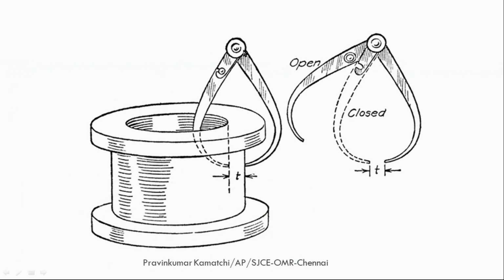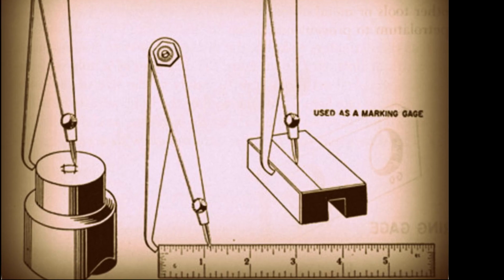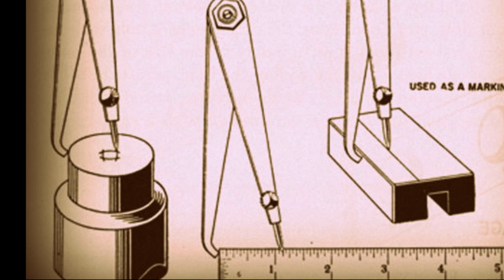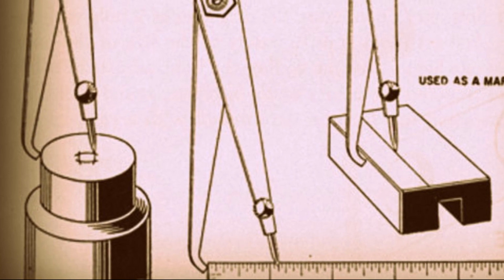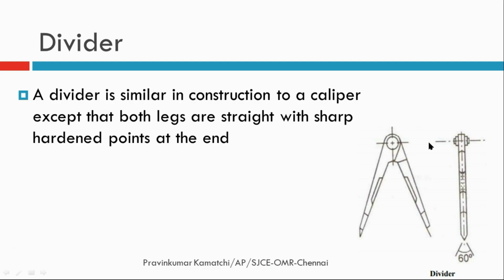The transfer calipers are used for measuring the recessed areas from which the legs of the calipers cannot be removed directly but must be collapsed after the dimensions have been measured. An auxiliary arm is provided with the two legs so that the original setting can be preserved after the legs are collapsed. The hermaphrodite type of caliper is especially used for scribing lines at a specified distance from a flat or a curved surface. The next one is the divider.